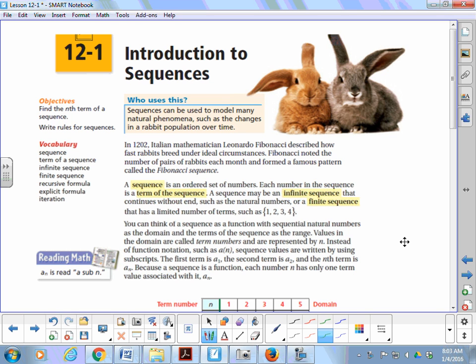Sequences. We've talked about sequences already, the main part of them. An ordered set of numbers is what a sequence is. Each term in the sequence is separated by a comma. And a sequence may be infinite, which means it goes on forever, or it may be finite, which means it has a limited number of terms.